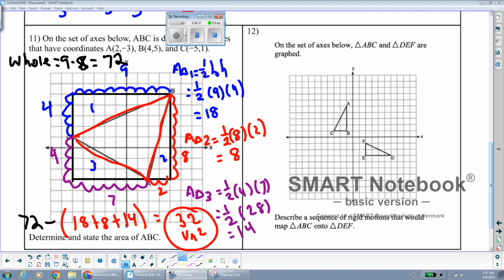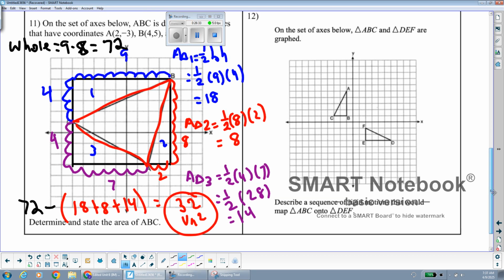Okay. We need to describe a sequence of motions that's going to map triangle ABC onto triangle DEF. So I like to avoid rotations when possible. Even though you might like rotations, I like to do reflections. So I'm going to probably do a double reflection. I need A to map onto D. I need B to map onto E. And I need C to map onto F.